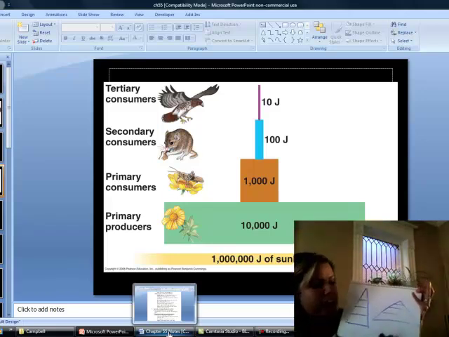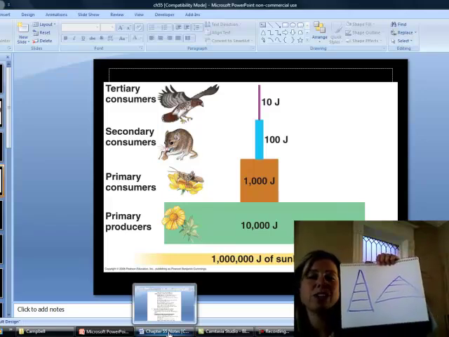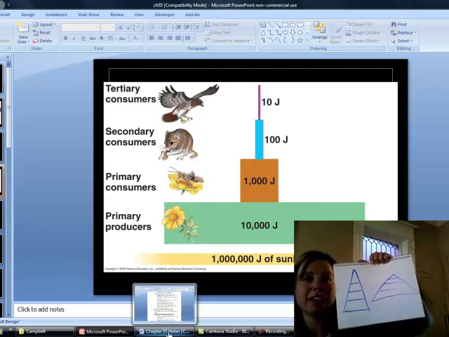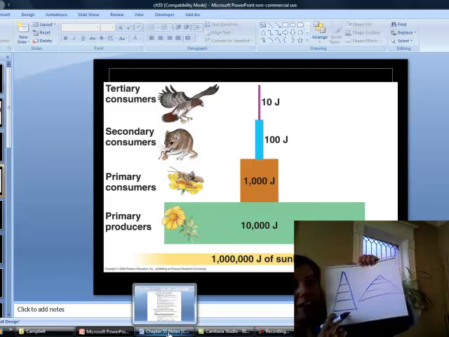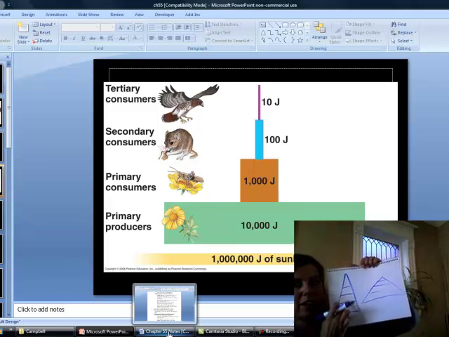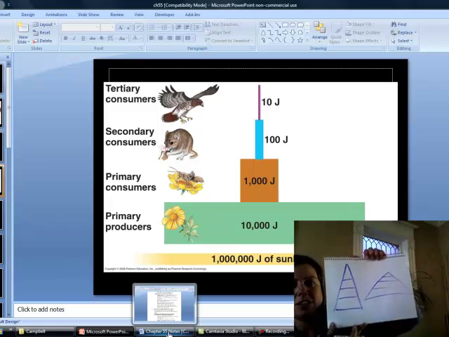What I want you to think about is which one is showing more efficiency. Which one has more energy making it to that next level? Hopefully you're thinking this one. And the reason for that is because this one doesn't narrow very much from this level to this level, whereas this one, the width has gotten much less from this level to this level. So hopefully you can see that, and hopefully that makes sense.